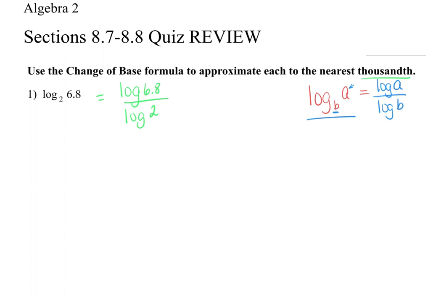So if it says to the nearest thousandth, that is 3 decimals, which means you need to look at the 4th decimal and decide if you round up or stay put. So make sure that when you put this in your calculator, you also know that you're getting your rounding correct.